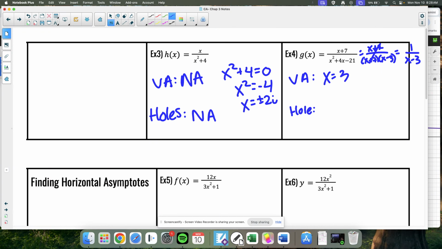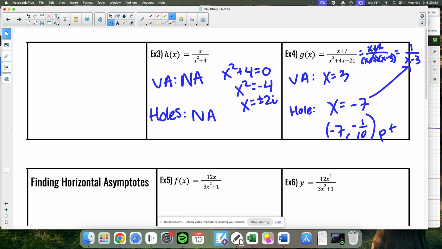Holes are called removable discontinuities because they come when you remove or cancel those factors. What is the x value of our hole? -7. Whatever you cancel out, you set that one equal to 0. To find the hole point, you just take that -7 and plug it into your new equation, because it does not exist on the original one. So as a fraction, what is 1 over -7 minus 3? The x value is just going to be that. If you ever want the hole point, which is what we'll have to do once we start graphing these, that's what it's going to look like.